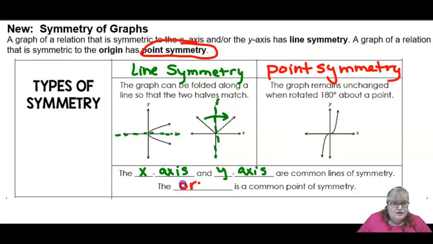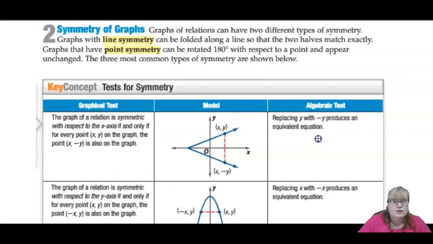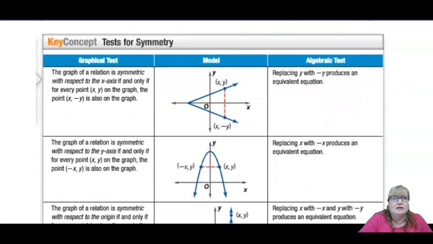And the origin is the point we're going to worry about. Other things can have point symmetry, but we're only going to worry about ones that turn exactly around the origin. Okay? There are tests for symmetry, and these can be a little bit confusing. Let me run through this.